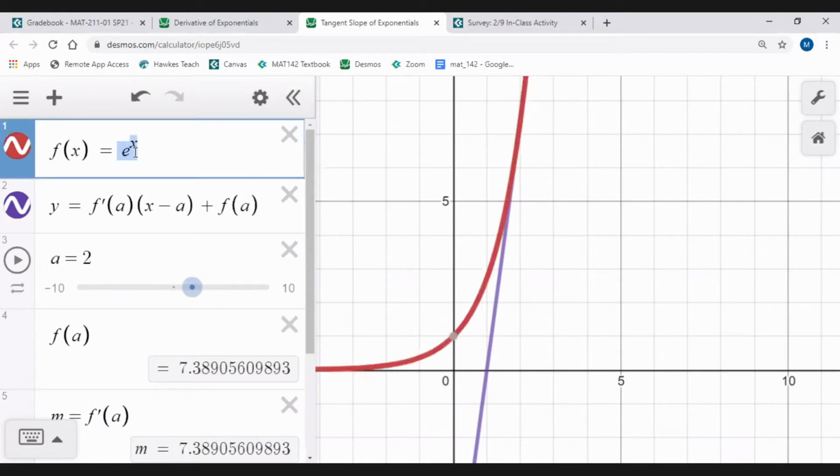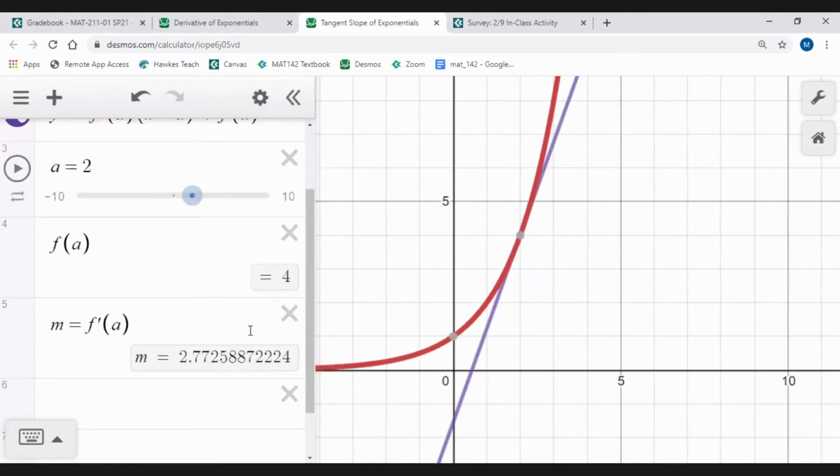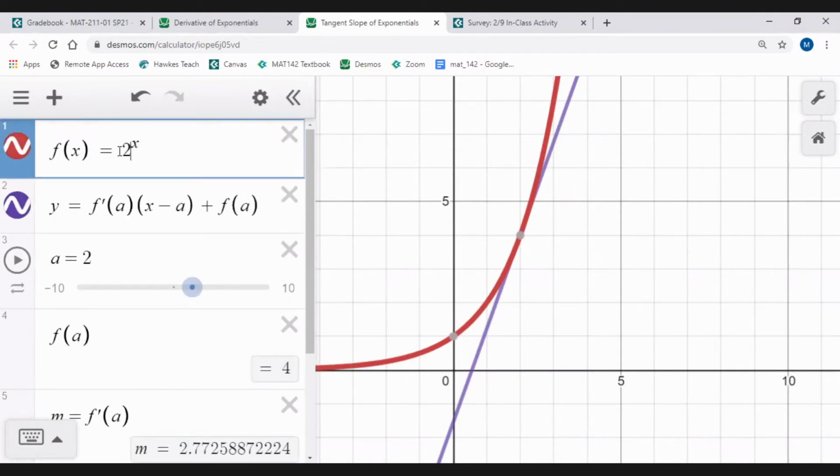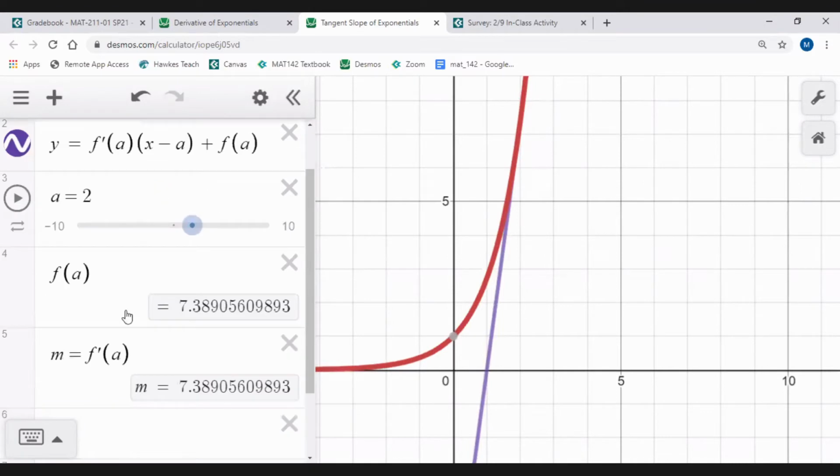So this is another reason why e is super special. e is the only number that this will work with, the only exponential that this will work with. If we change this base to something else, I'll just change it briefly to 2, now these are not the same at all anymore. But as long as we have e here, the function value and the derivative are exactly the same.